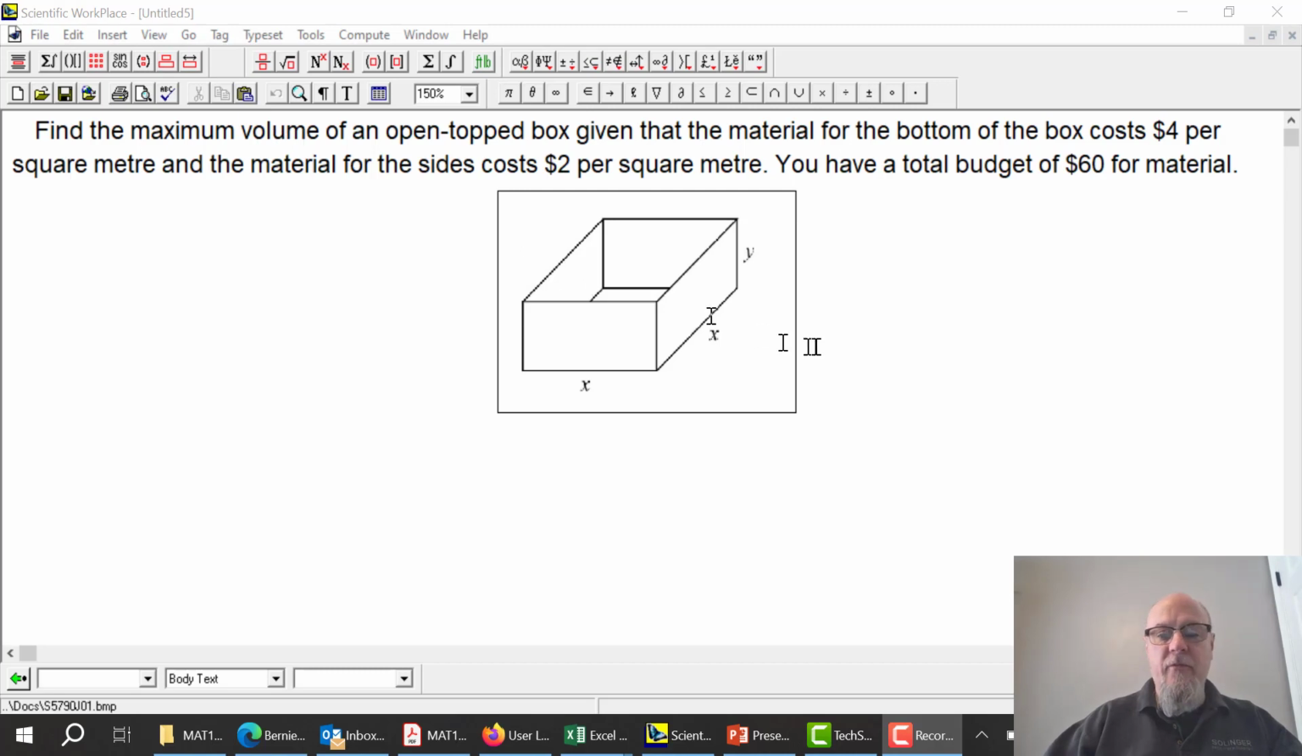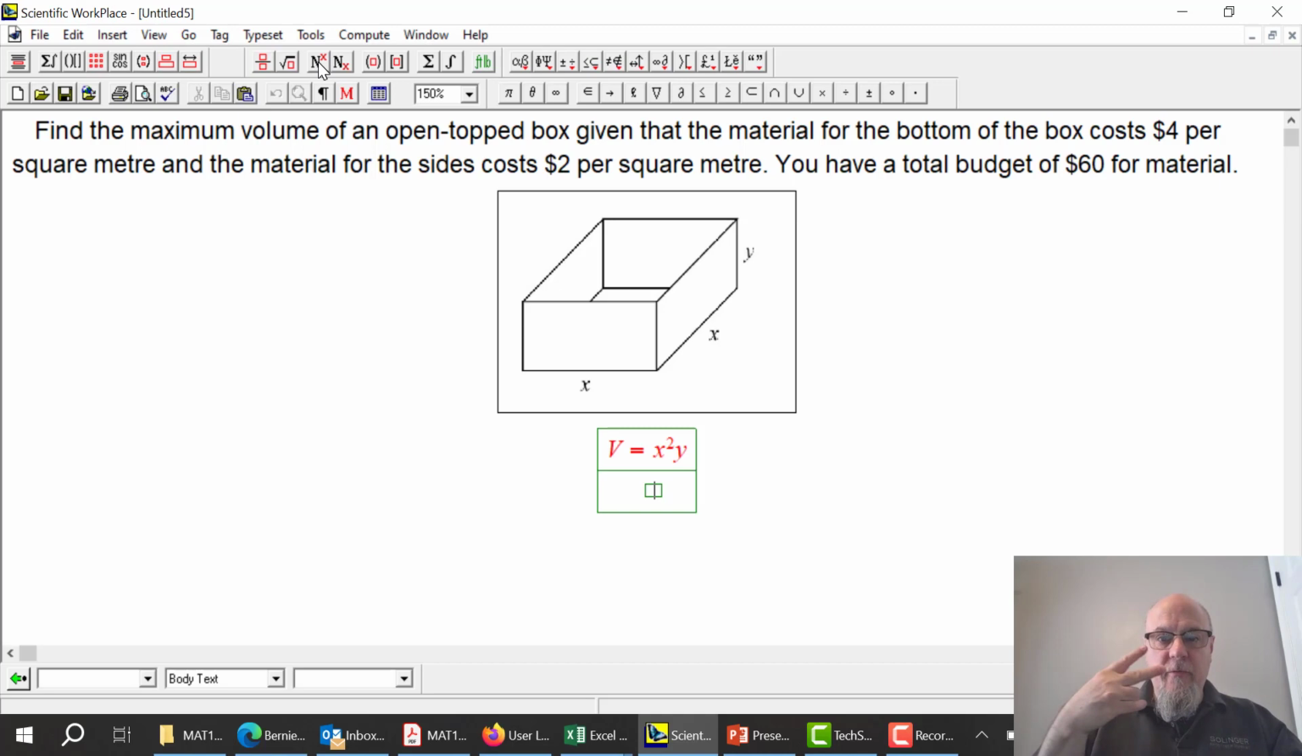You have a total budget of $60. So we're trying to maximize the volume. That should be the first thing we write down: the formula that you're trying to optimize. Now here's the picture. Open top box means there's no top, but there is a bottom. The volume is going to be length times width times height, so the volume of this thing is x squared y. That's what I'm trying to optimize.